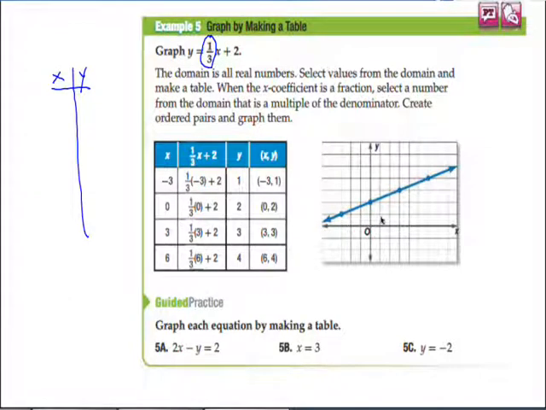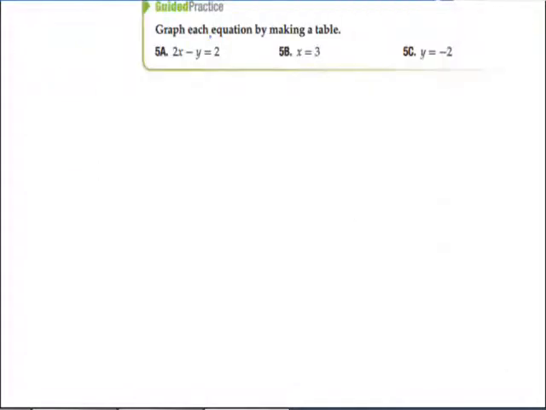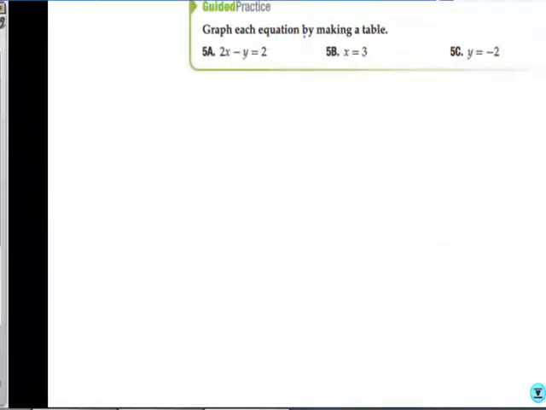But really, you make a table, and you put in some numbers for the x. You solve for y. That's your number for y. And then you get points that you can plot, okay? So let's take a look. I'll work on 5A with you, and then you guys can do B and C on your own, okay? So let's look.